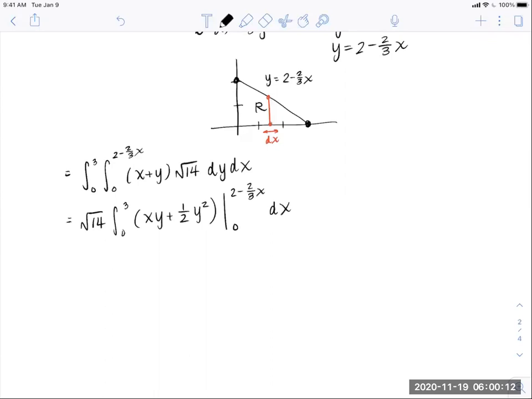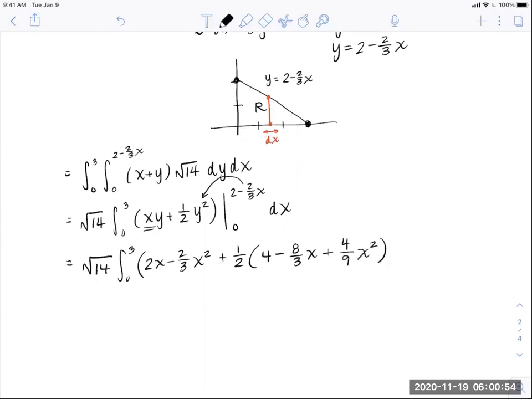And so this is getting just a little bit hairy. We're going to have to FOIL out this term here when we add it in. And I'm just going to preemptively distribute this x here. All right, so if I distribute my x, I get 2x minus 2/3 x squared. Then I'm going to leave my 1/2 out front and I'm going to go ahead and FOIL that y that I'm plugging in. So that becomes a 4 minus an 8/3 x plus a 4/9 x squared.